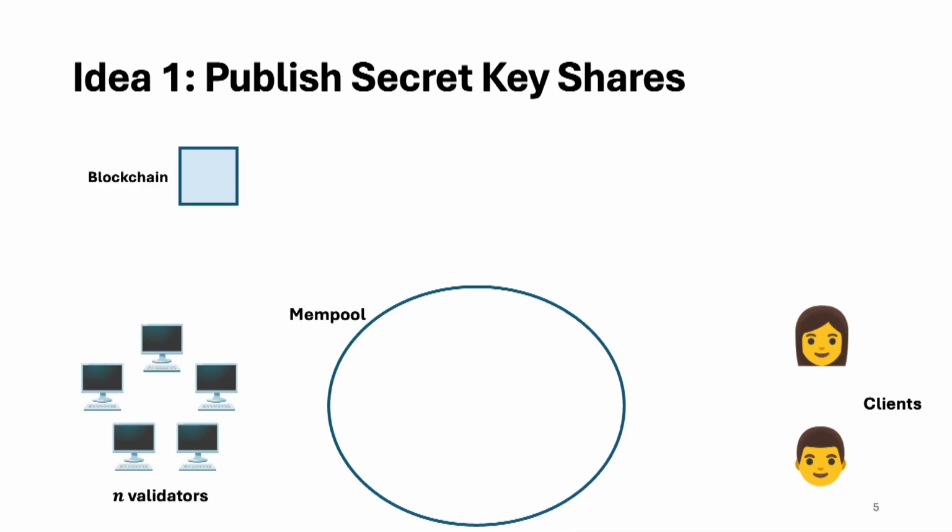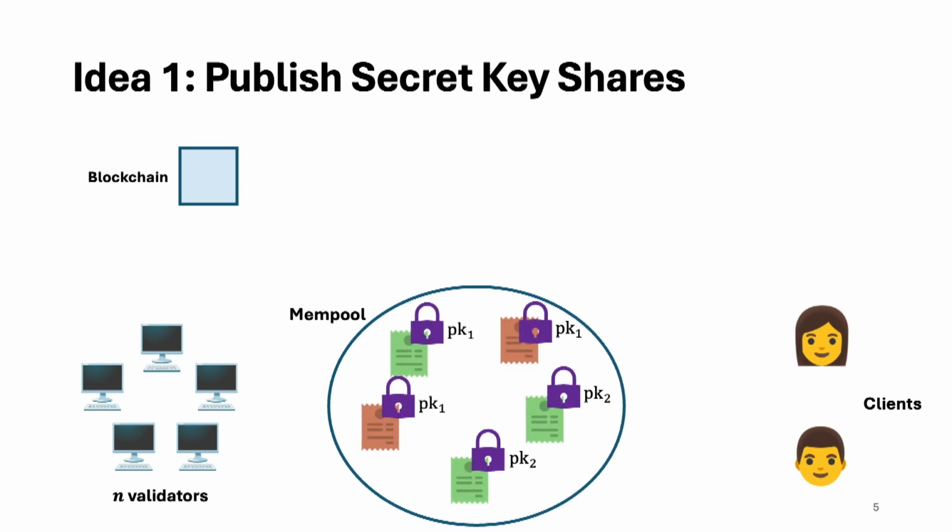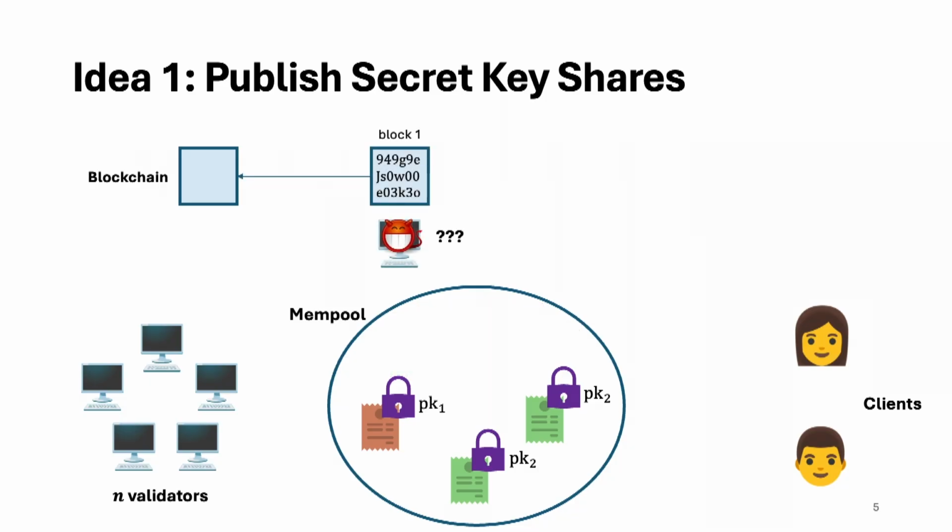Okay, the first idea for this decryption problem is to rely on these N validators to publish shares of a secret key. How does this solution work? In this idea, each client encrypts its transaction with respect to a public key associated with a target block. Here the public key 1 is the public key associated with the first block. Now the first block is proposed, containing a subset of the transactions encrypted under public key 1. Again, our adversary proposer doesn't know anything about the contents. Now this block gets confirmed, and now these transactions need to be decrypted.